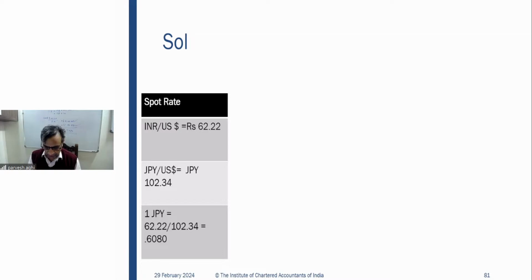62.22 divided by 102.34. So it is 0.6079. So the answer is right. Okay. So these are the spot rates given to you.